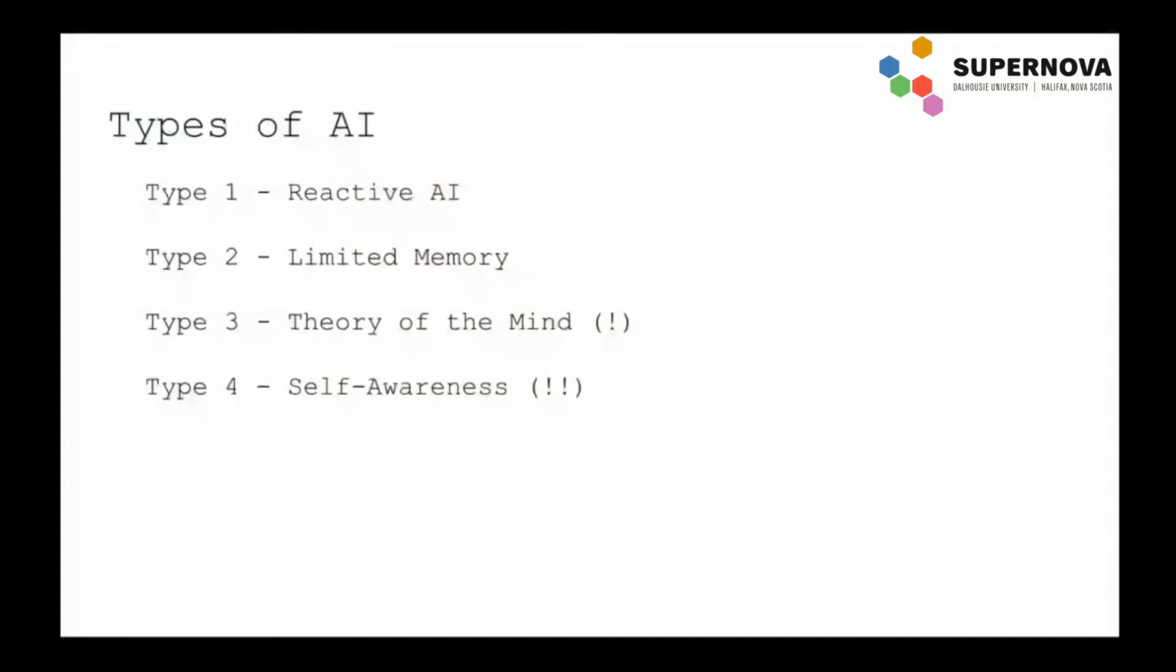And there's 4 types of AI. This is more like a theoretical idea of the types of AI that there are. But there's 4 main types: reactive, limited memory, theory of mind, and self-awareness.